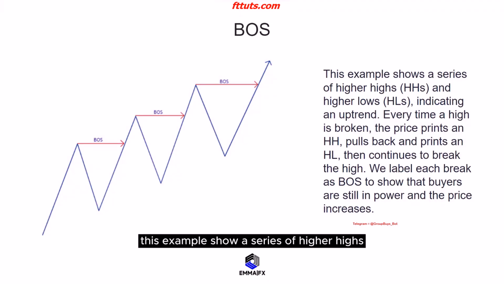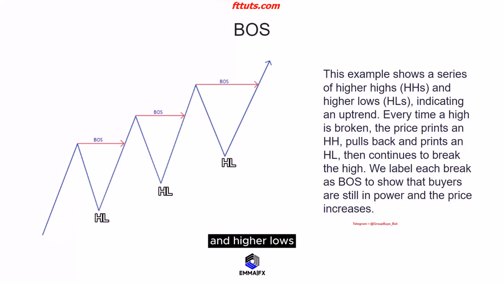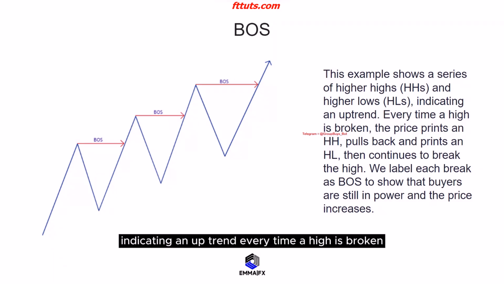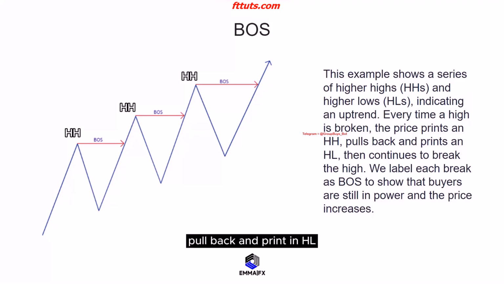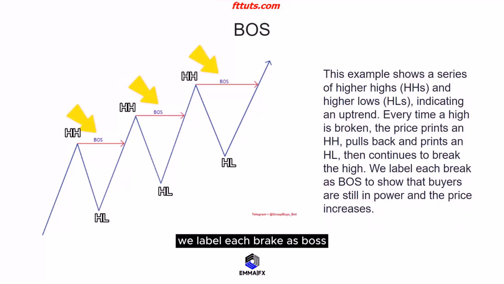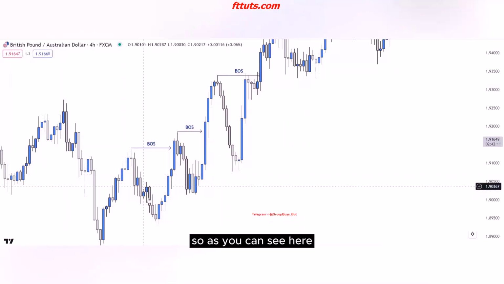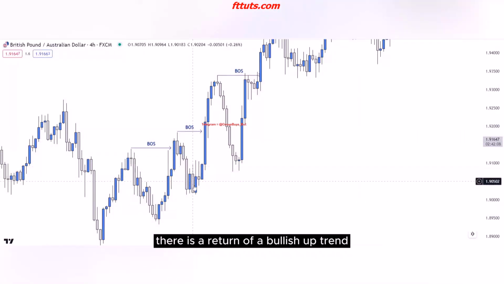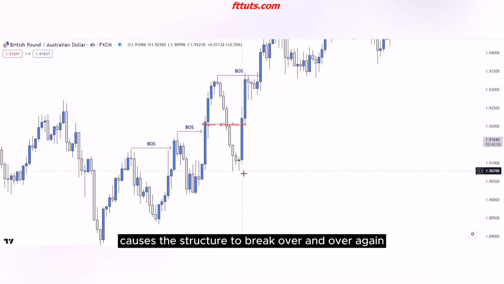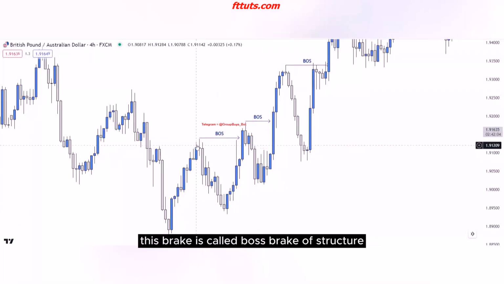This example shows a series of higher highs and higher lows, indicating an uptrend. Every time a high is broken, the price prints an HH, pulls back and prints an HL, then continues to break the high. We label each break as BOS to show that buyers are still in power and the price increases. So as you can see here, there is a return of a bullish uptrend, causing the structure to break over and over again. This break is called BOS, break of structure.